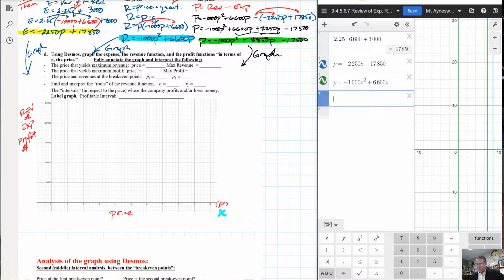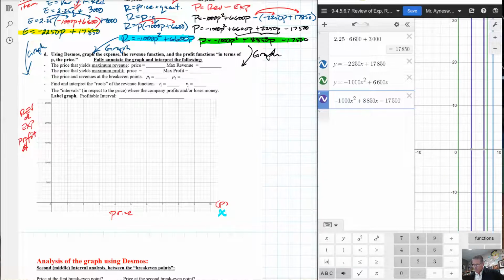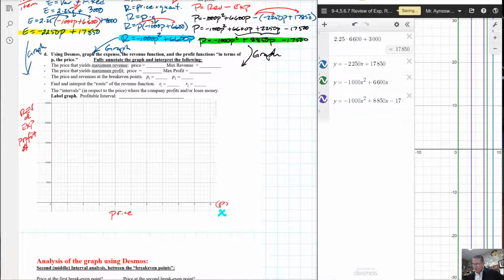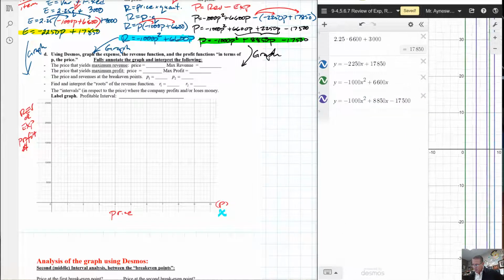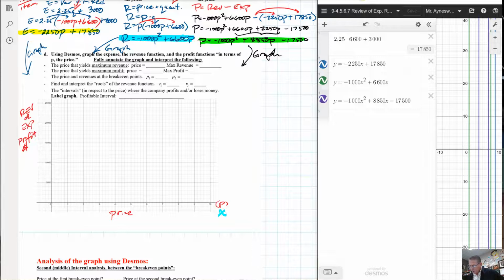All right, and now my profit function. And so that's going to be y is equal to negative 1000 x squared, plus 8850x, minus that big constant, 17,500. Okay, so now click on save your functions, and let's take a look at the graph of these functions and then answer all our questions right here.